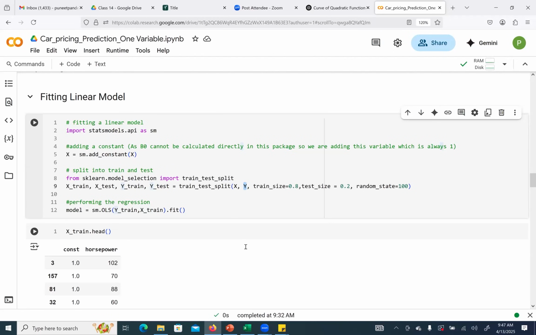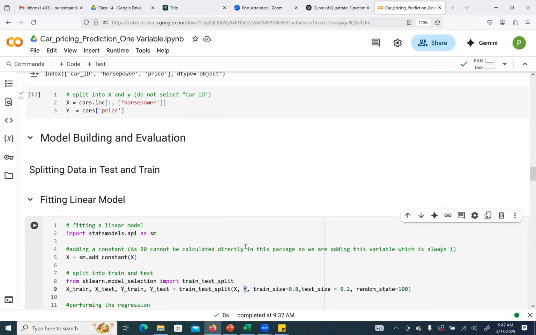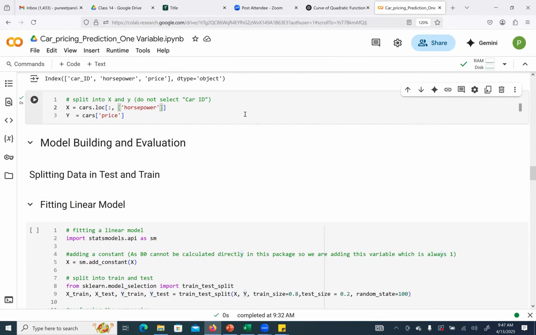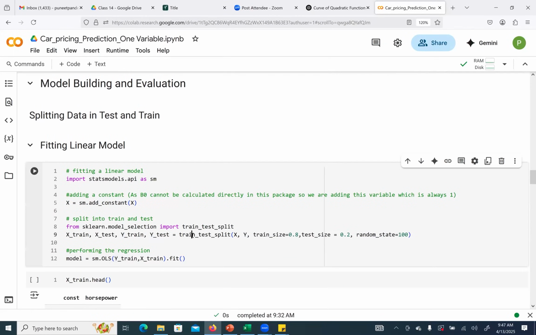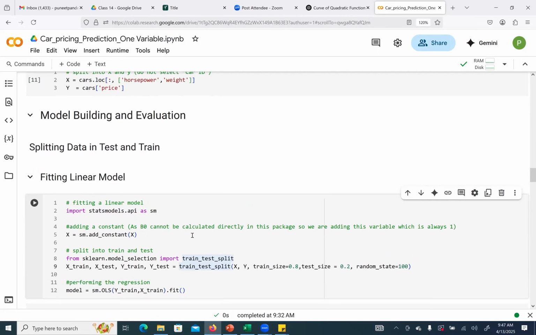If we have one more variable, then it will be X2 here, something like that. Let's say, for example, horsepower and weight of the car. That's it. Everything will remain the same. I'll just run this, and I need not change anything here. As it is, I will run. Okay. Thank you.